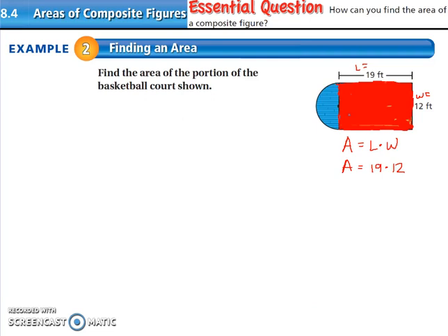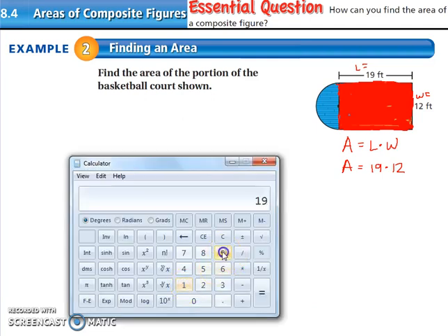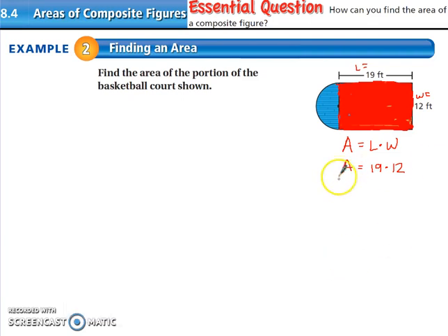And if you're not comfortable doing that multiplication, you can go ahead and do it on a calculator. 19 times 12 gives me an area of 228. Now, since we're talking area, my units are going to be square feet. So the area of the red portion that I shaded is 228 square feet.